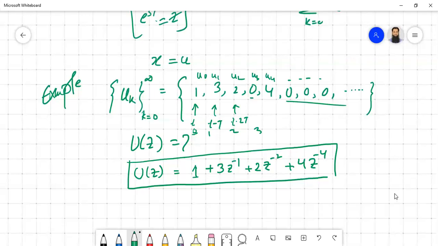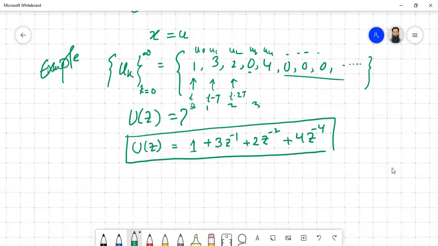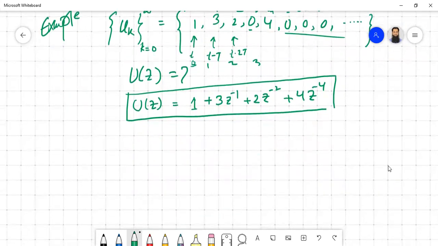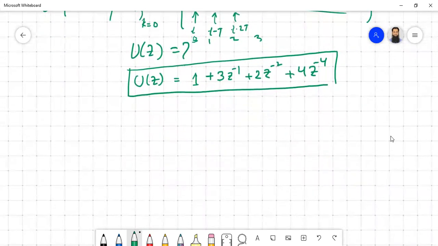Okay, so sometimes if the pulses are given, in this way we can easily find out what will be the solution of our Z transformation. Now, the identities that we are using in our book, Control System Engineering, they mentioned. So two identities that we are using.